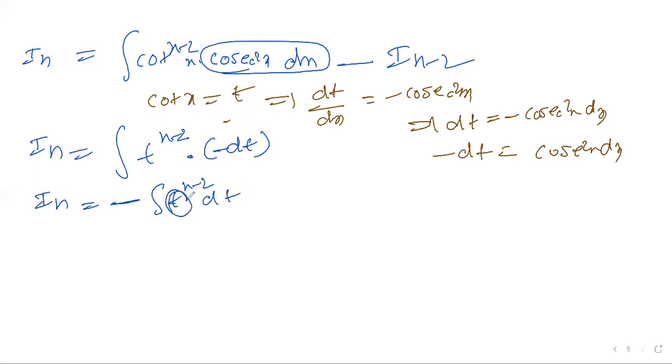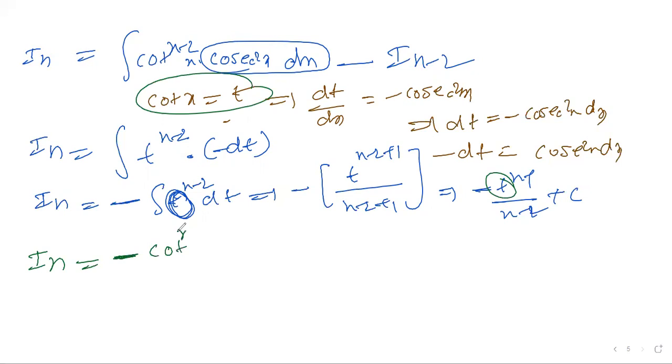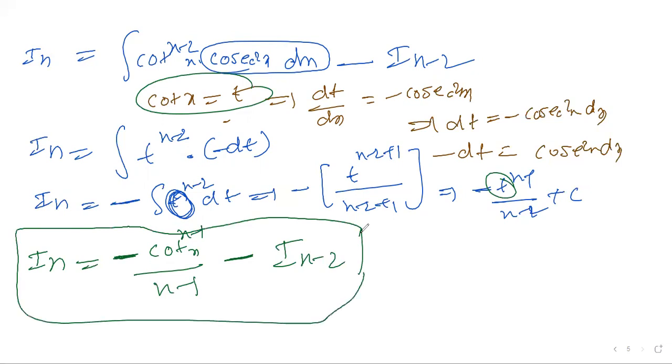This is similar to x power n. x power n is nothing but x power n plus 1 by n plus 1. So t power n minus 1 by n minus 1 looks like minus of t power n minus 1 by n minus 1 plus c. So this part I did completely; the combined answer is In is equal to minus of, and what is the assumption here? cot x is t. So cot power n minus 1 x by n minus 1, minus I n minus 2. This is the continuation of the answer, the final answer for cot power nx dx.